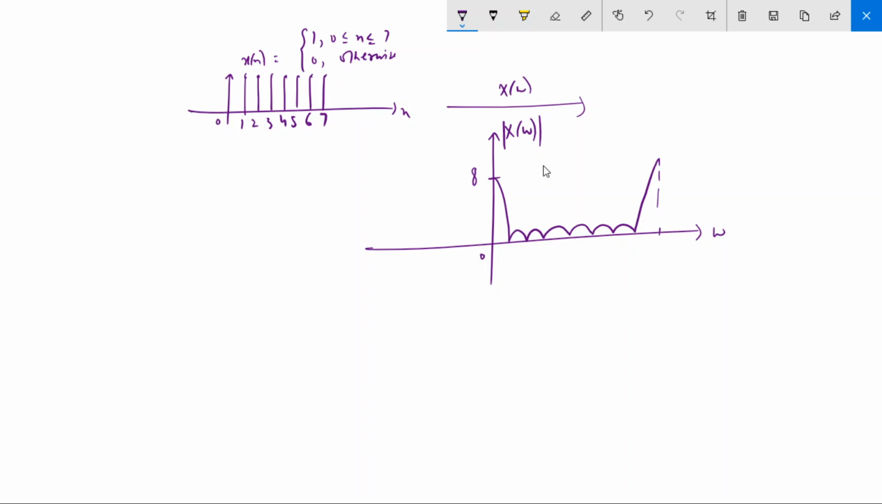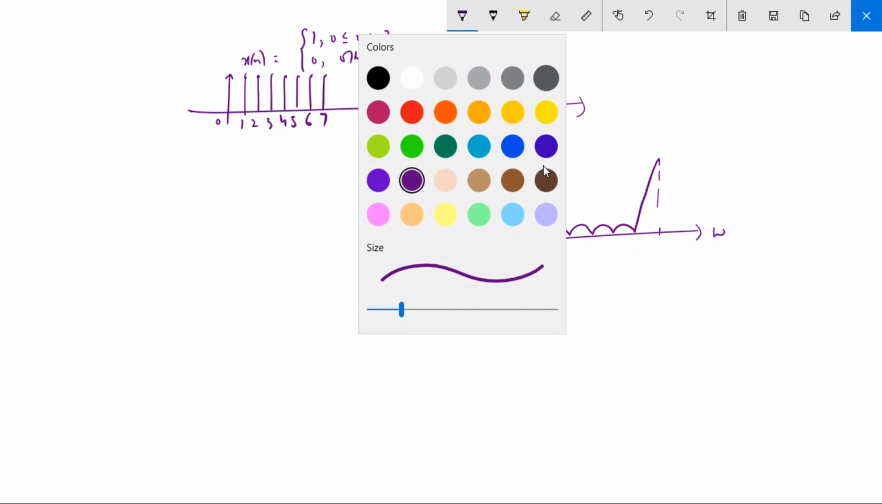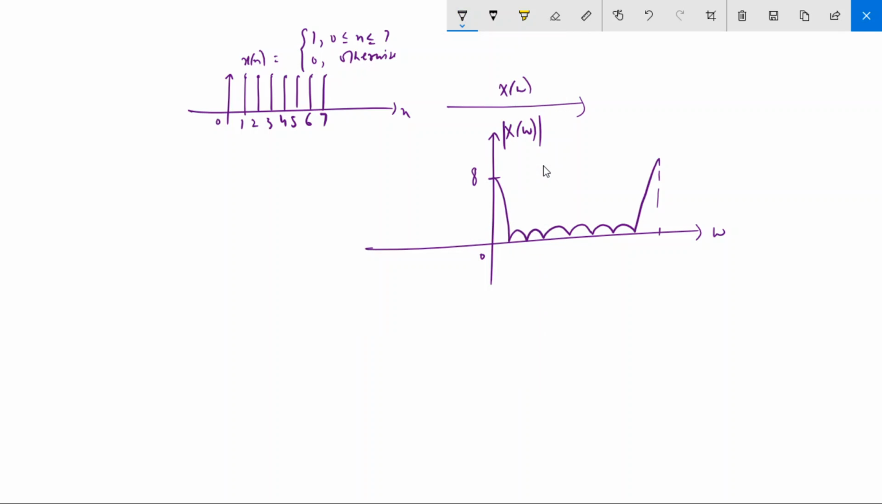Okay, this is the magnitude response. So what are these frequencies? This is 0 and this is 2 pi. And these points, which are the zero crossing points, are nothing but 2 pi by N, 2 pi by 8, and then this is 4 pi by 8 and so on.